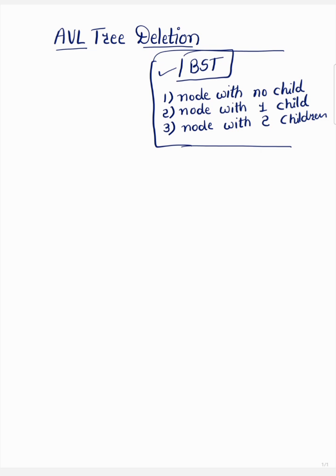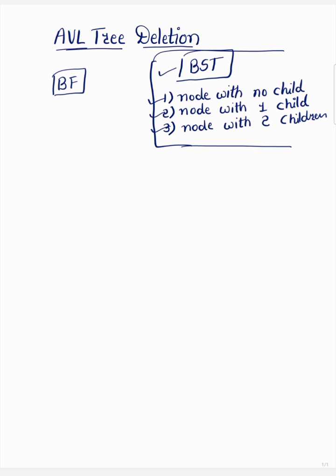Along with that, there are some additional things that you need to do. What are those additional things? You need to check the balance factor after every deletion. You delete a node following one of these three criteria, but after deleting that node, it might be possible that it creates an imbalance in your AVL tree. So after every deletion, you need to check the balance factor.